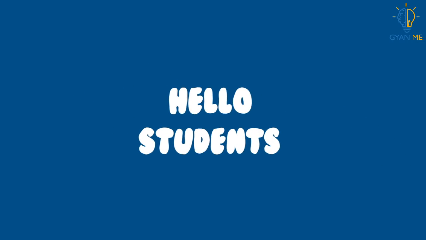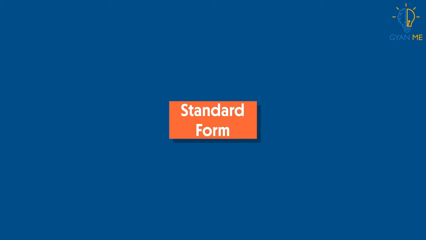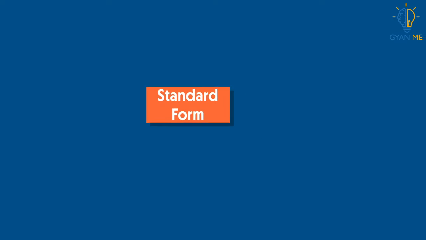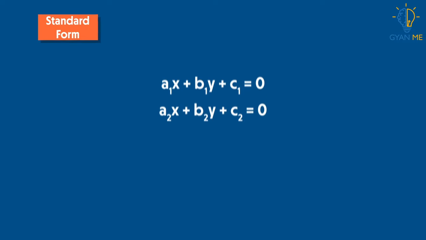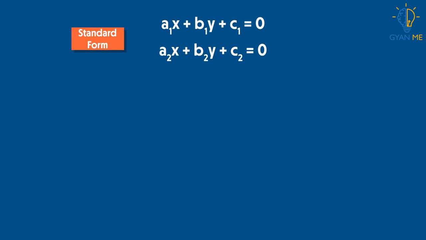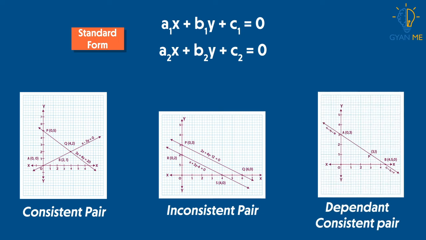Hello students, in our previous videos, we learned the standard form of a pair of linear equations is given by a1x plus b1y plus c1 is equal to 0 and a2x plus b2y plus c2 is equal to 0. The pair of linear equations can be of three types. First, independent consistent pair, second, inconsistent pair, and third, dependent consistent pair.